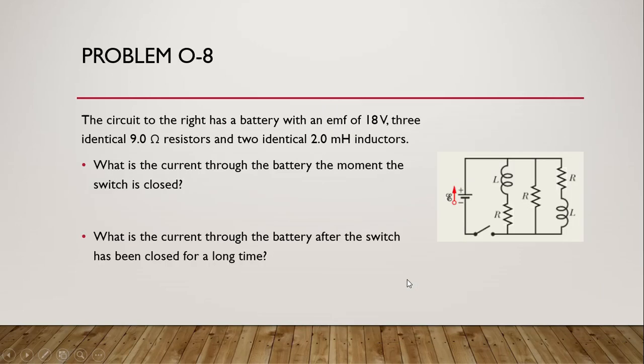So let's do a quick problem. Let's say we have a circuit to the right, and it has a battery with an EMF of 18 volts, and it has 3 identical resistors, all 9 ohms, and 2 identical 2 millihenry inductors. It wants to know what is the current through the battery at the moment the switch is closed, and then what is the current through the battery after the switch has been closed a long time.